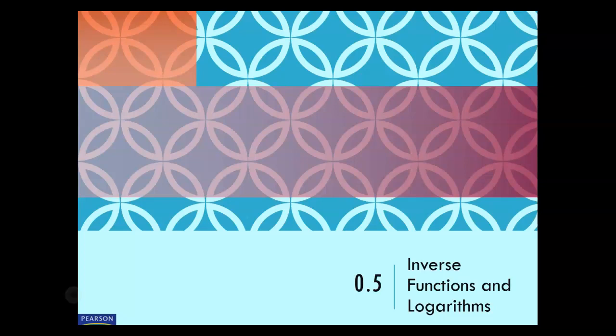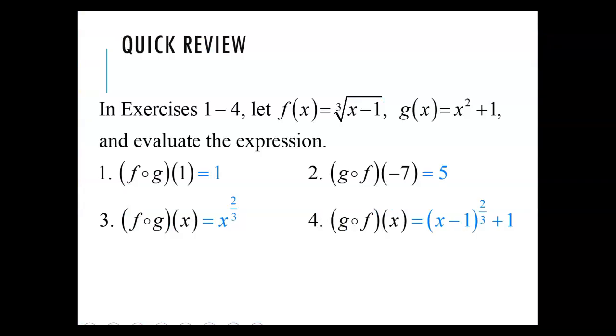Let's go over the first couple. So we have f of g of 1 is equal to 1. g of f of negative 7 is equal to 5. And then f of g of x is equal to x to the 2/3, which is the same as the cube root of x squared. And then g of f of x is equal to x minus 1 to the 2/3 plus 1.